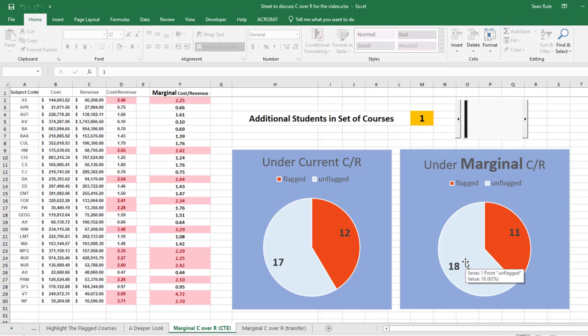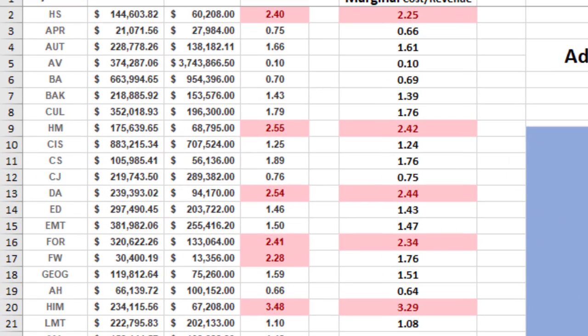What happened? Well, if you look over at the data, look at FW. And again, for the life of me, I cannot remember what FW stands for. But its C over R value went from 2.28, which tripped the benchmark, to 1.76, which doesn't trip the benchmark. And I find that interesting. One student is the difference between tripping and not tripping the benchmark.